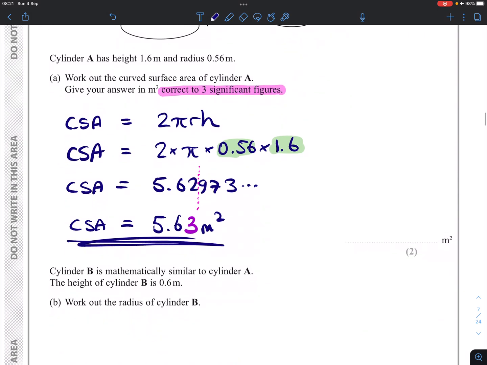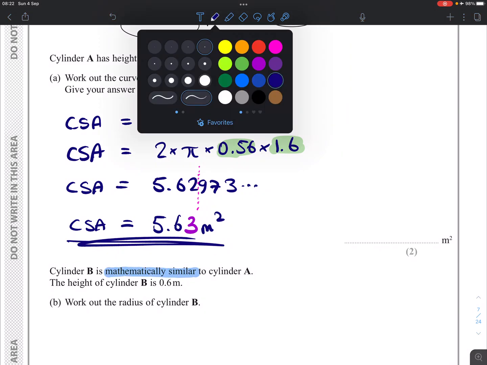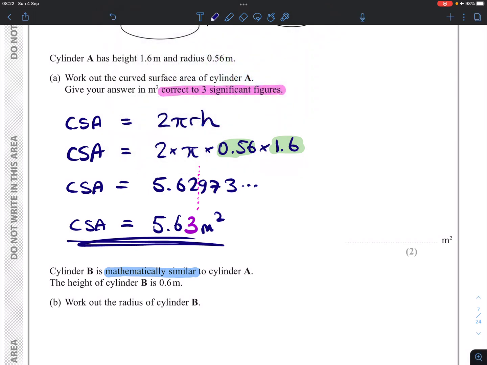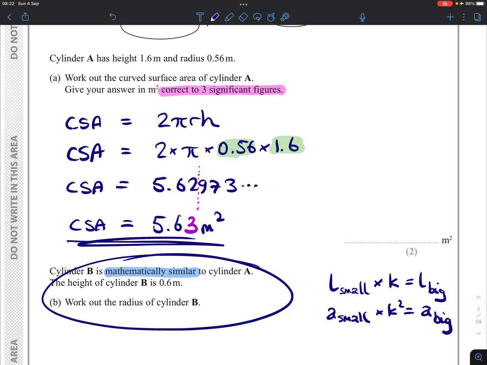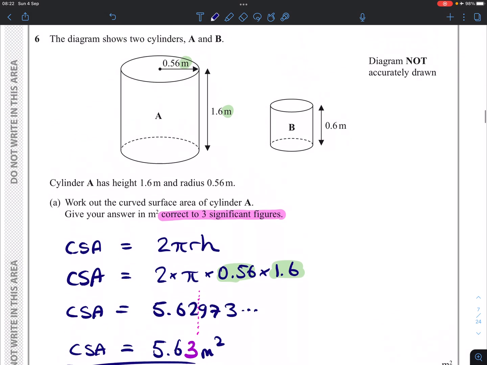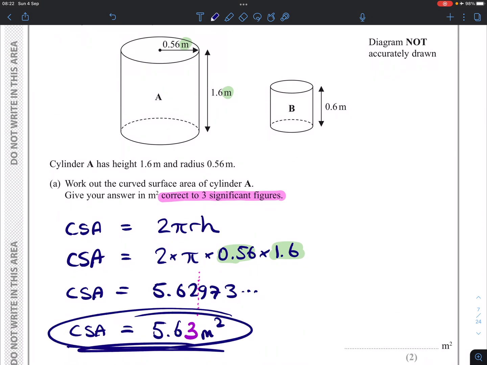Part B, cylinder B is mathematically similar to cylinder A. As soon as we have that statement, we have our formula involving the length, and area and volumes of our two shapes being linked by the scale factor, squared and the scale factor cubed respectively. I'm only going to list those two because the question itself is only interested in lengths, and we have area involved here, so there's the potential that that's going to be used later down the road.